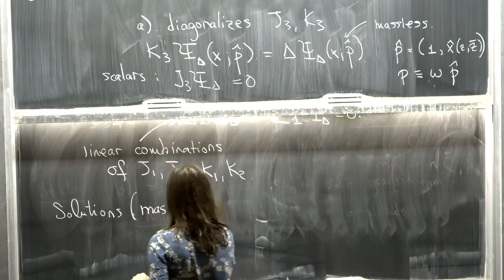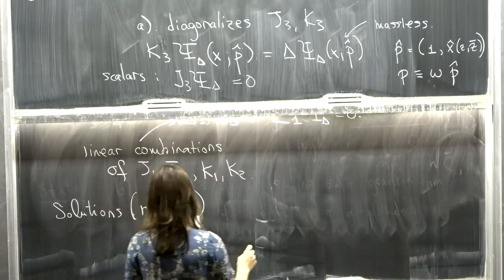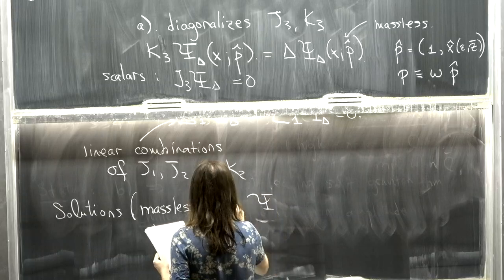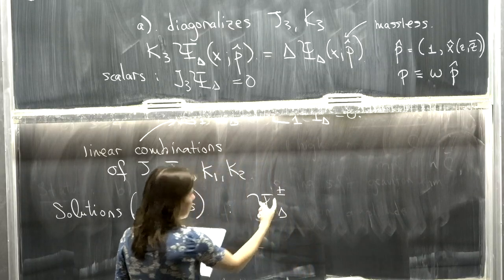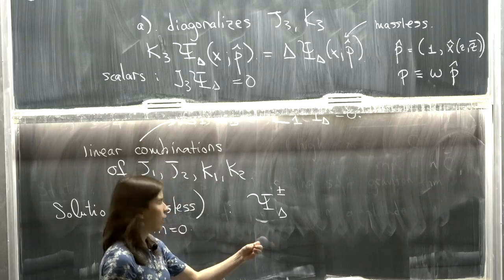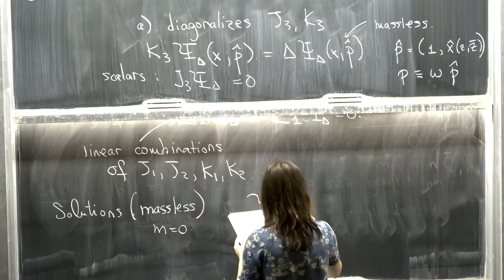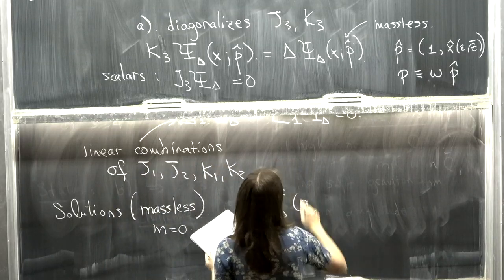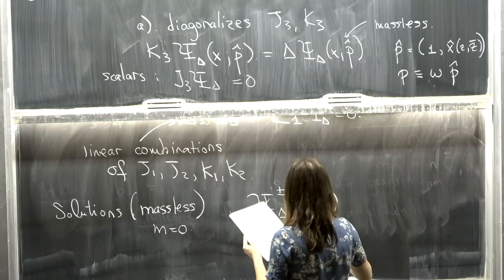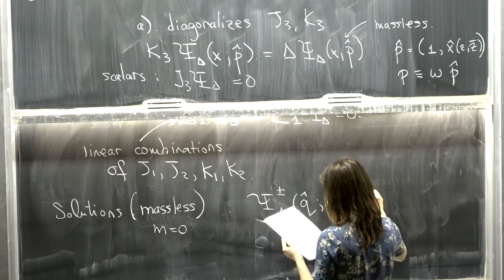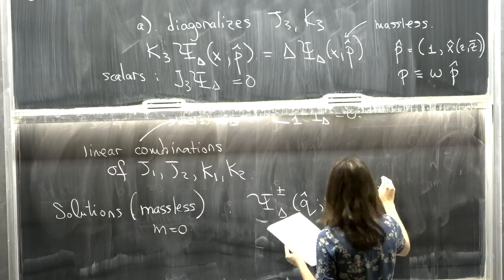But for the m equal to 0 solutions, these look very simple. They are psi delta, with a plus or minus that denotes whether we are talking about an incoming or an outgoing mode. They are labeled by some q hat and some bulk point x, and they are given by the following formula.